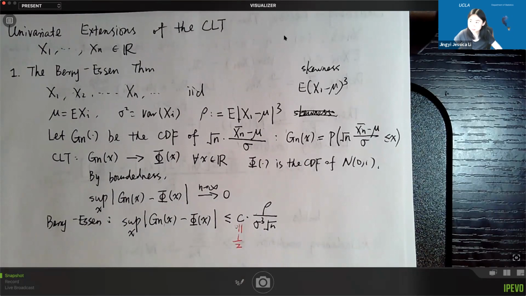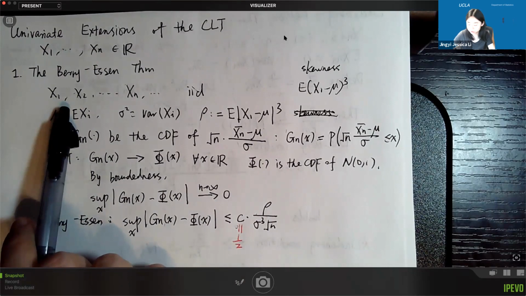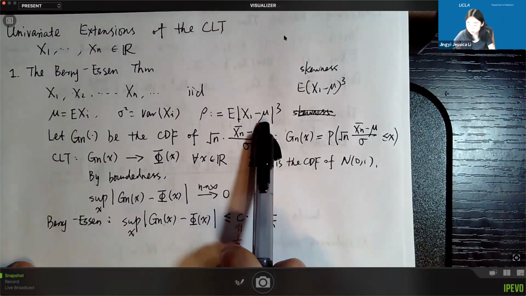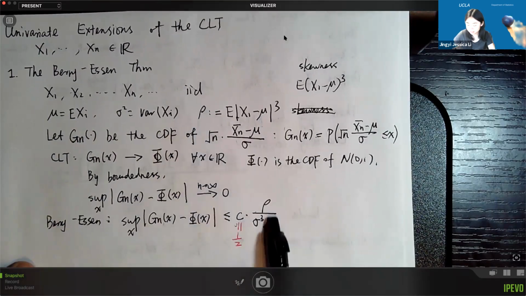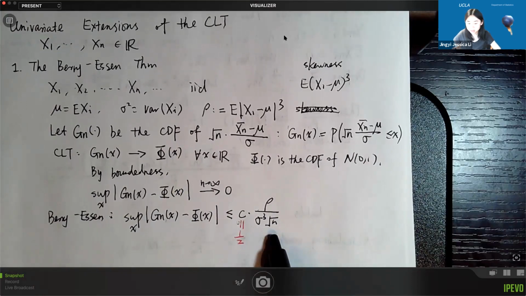So it's not the same level for all random variables. Especially if the distribution of your random variable is very well concentrated around its mean, which will make the rho very small, in that case the approximation will be even better. But regarding n, we see this upper bound is diminishing at the rate of root n. So it goes down at the rate of root n. These are all the important insights we learned from Berry-Esseen.